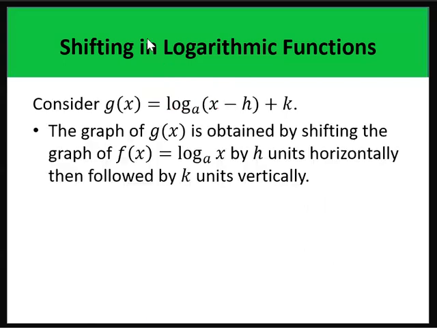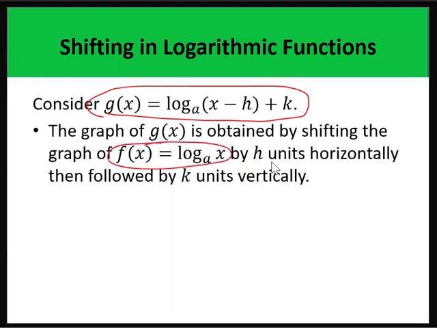So if we would combine both horizontal and vertical shifts, then we have g of x is equal to the logarithm of x minus h to the base a plus k. So the graph of g of x is obtained by shifting the graph of the basic logarithmic function by h units horizontally and then followed by k units vertically.